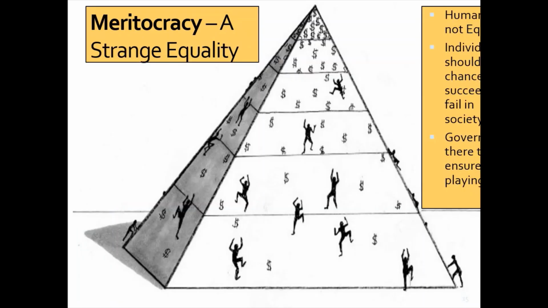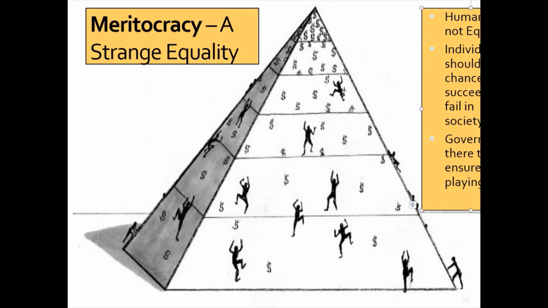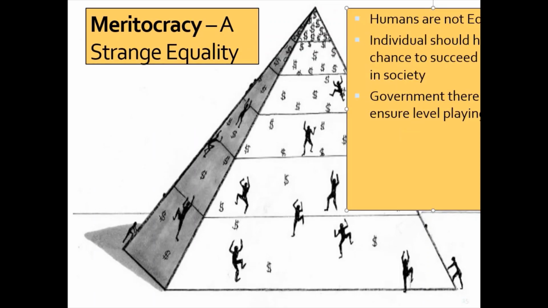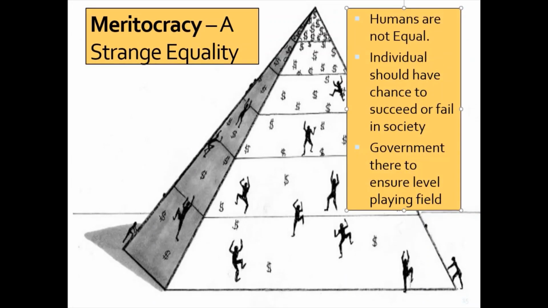Now, continuing on that, the idea is that it's a kind of peculiar type of equality, meritocracy. It's sort of a strange equality. When we think of equality in an everyday sense, we think equality means homogeneity, right? In a sense, what liberalism is saying is that humans are not really equal, or at least humans are different.